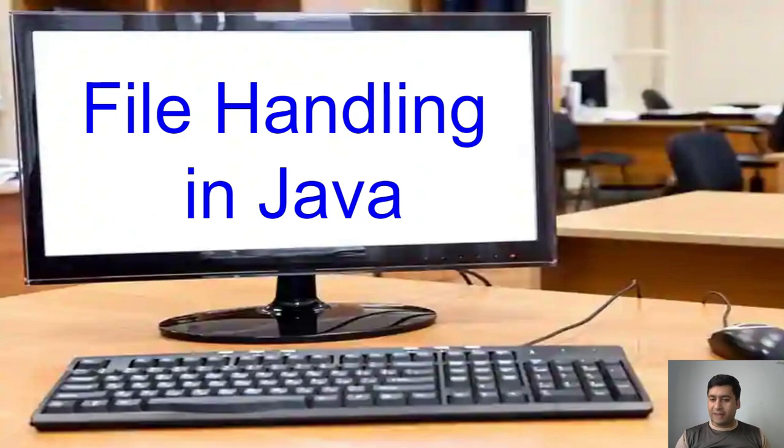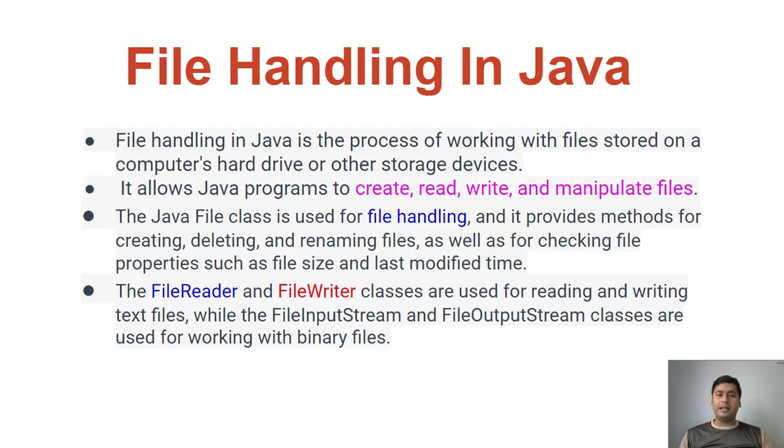Let me go ahead, and you can see here file handling in Java. So what is basically file handling? File handling in Java is the process of working with files stored on a computer, hard drive, or other storage device. It allows Java programs to create, read, write, and manipulate files, so we can do all those operations. The Java File class is used for file handling.